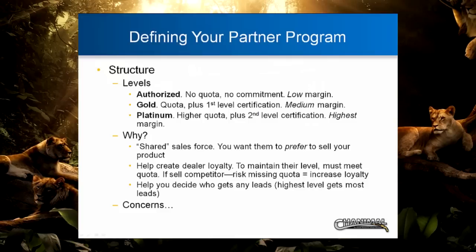Gold is the first one where you set up a quota. So it's the first level of certification. So the certification might require that they have a certain test that they have to take to make sure that they know how to install the product, that they know how to use the product, and then they'll get like a medium margin, like 30%. Platinum, they have a higher quota. So now they might be required to sell $250,000 of your software or hardware every single year. Okay, plus the second level of certification.